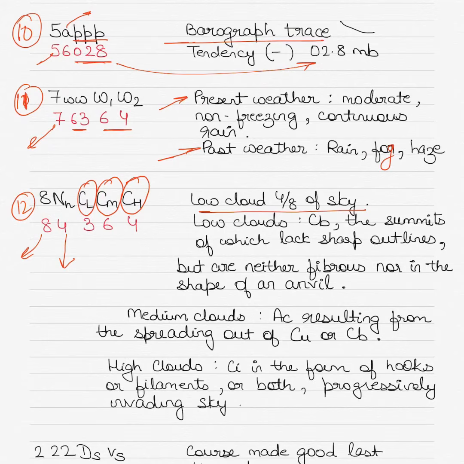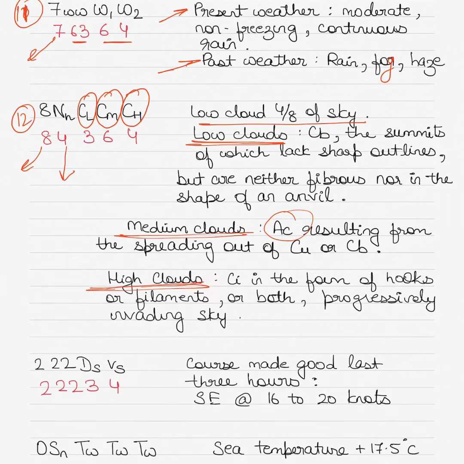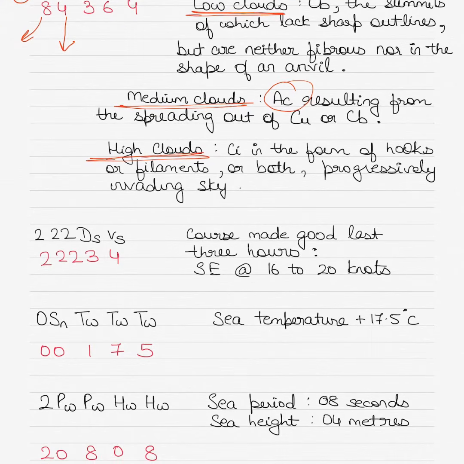And that's why if you go into the numbers there, you can find out what type of low clouds are there, whether it's cumulonimbus, whether it's medium clouds or altocumulus, or if it's high clouds then it's cirrus in the form of hooks or filaments. So each of these numbers, and again when I go back into the weather code book, I'll show you the table number, but I'll keep going, otherwise this video becomes very long and you guys will get bored.